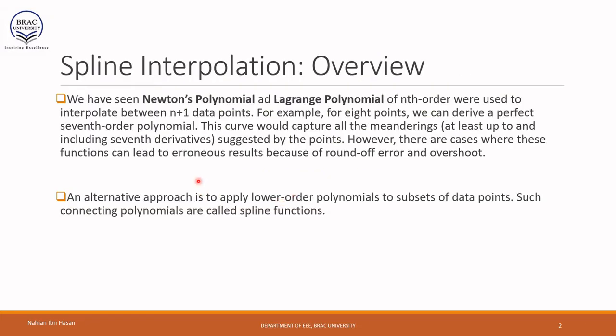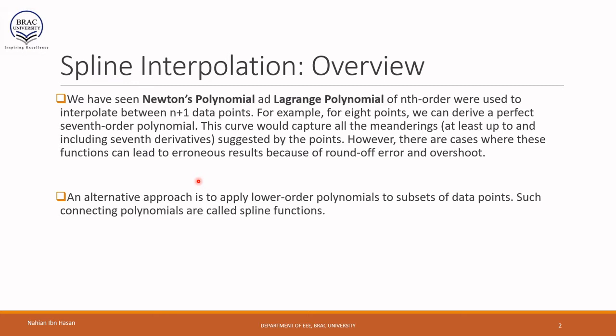First of all, in the last few lessons, we have learned about Newton's polynomial and Lagrange interpolating polynomial. Say we are given n plus 1 data points, then we can at most derive an nth order interpolating polynomial. So the order of the interpolating polynomial should be at most one less than the number of data points. Let's say you have 8 data points, you can derive at most a 7th order polynomial. It could be either Newton's polynomial or Lagrange polynomial, whatever it is.